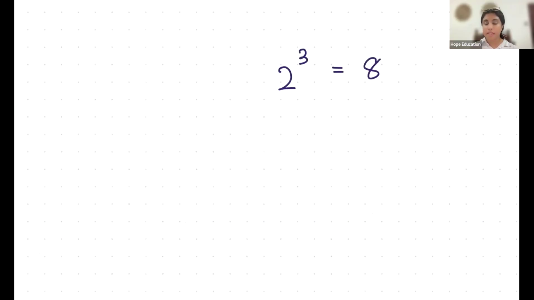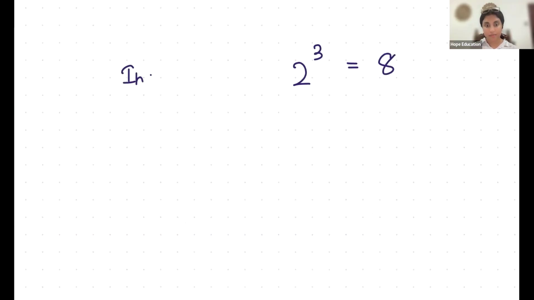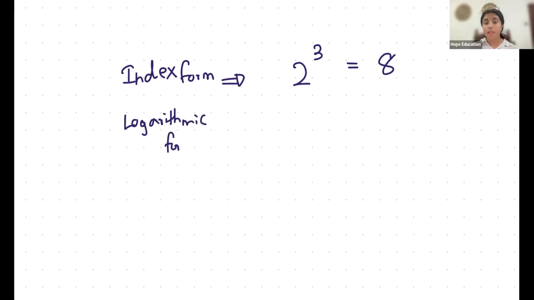Now for an example, if you say 2 to the power 3, you know 2 times 2 times 2, which is 8. මෙහෙම ලියන එකට අපි කියනවා index form එක කියලා. I'm pretty sure you remember this, but it's a small revision. How do I convert this to the logarithmic form?